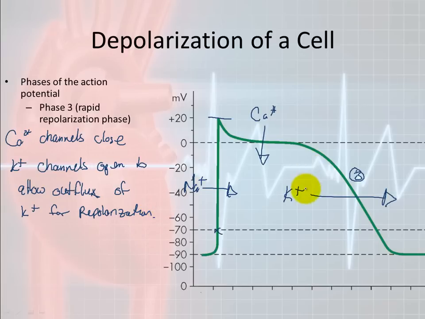So what will happen is the inside of the cell, as the potassium leaves, will become, as you can see here, increasingly negative. It's heading further and further down into this negative area right here. That's what happens during phase 3, which is the rapid repolarization phase.